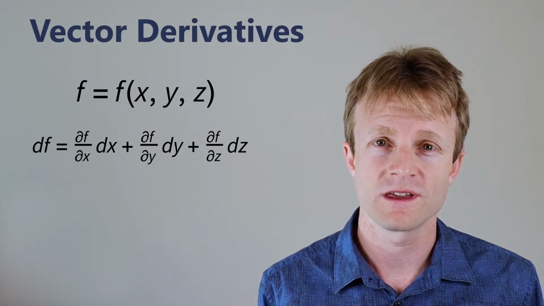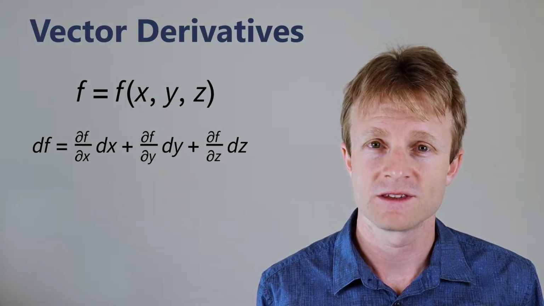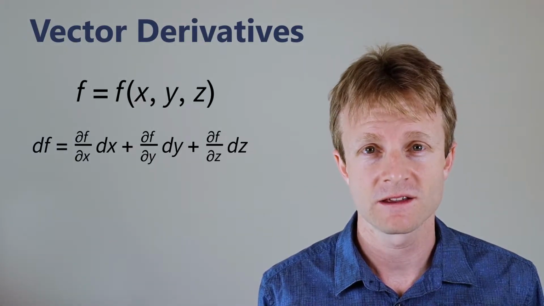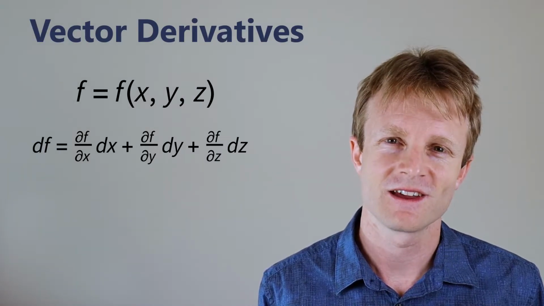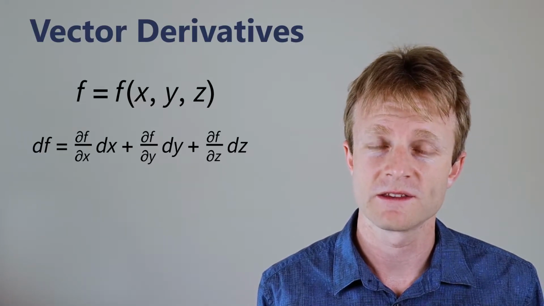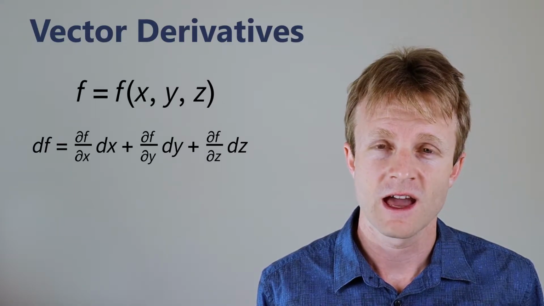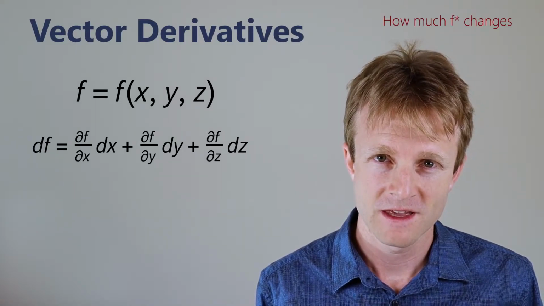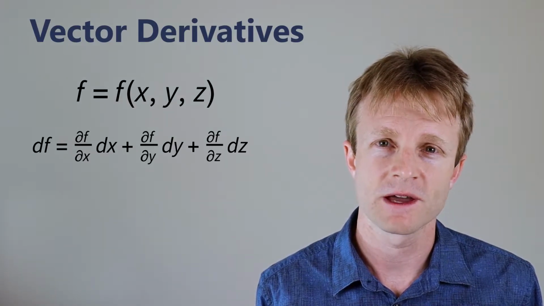Now the formula is given by the chain rule. df is equal to df/dx times dx plus df/dy times dy plus df/dz times dz. That tells you that if we change x, y, and z by little amounts dx, dy, and dz, how much df changes. Now, it's a bit of a mess notationally, but we can clean it up by thinking about vectors.